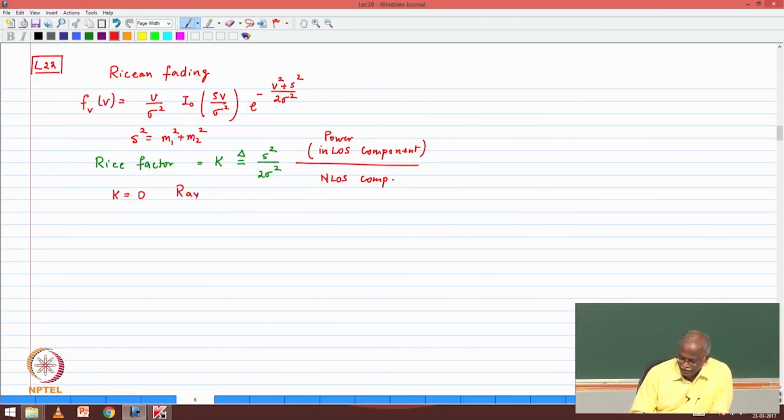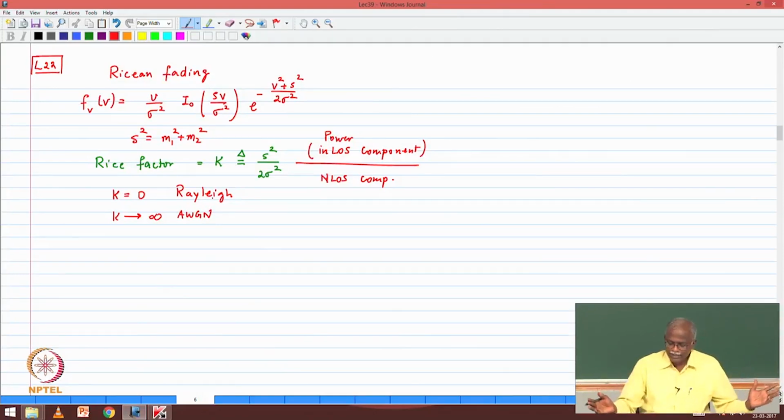Okay, and we also showed that K equal to 0 means there is no line of sight component. That actually does give us the Rayleigh distribution. And K tending to a very large number, something of the order of 10, 20, then we say that the line of sight component starts to dominate, so the fluctuations tend to become less and less significant, and it starts to look more and more like an AWGN channel. So Ricean fading actually turns out to be a superset of Rayleigh fading. Rayleigh fading is a special case.